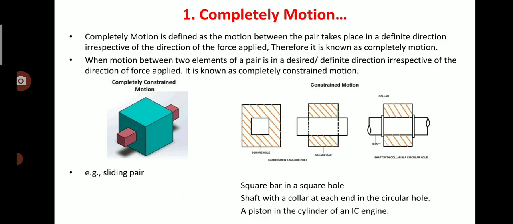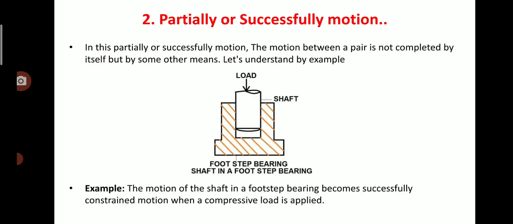And in another picture on the right, you will see a square bar in a square hole. After that, a shaft with a collar at the end in a circular hole, and third, you will see the piston in the cylinder of an IC engine. So these are all pictures of completely constrained motion.